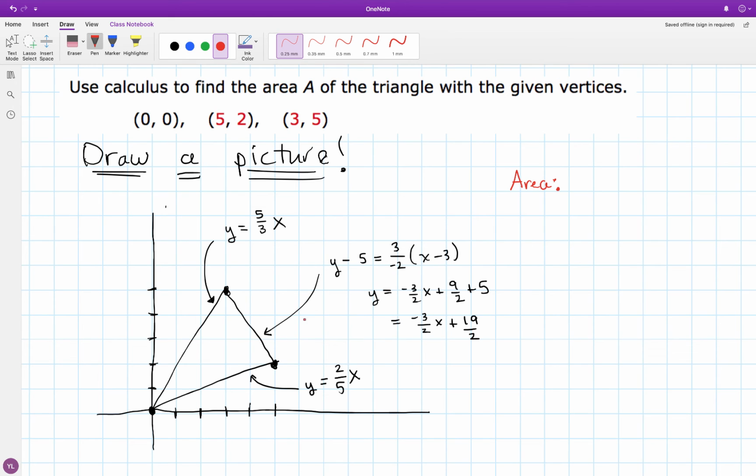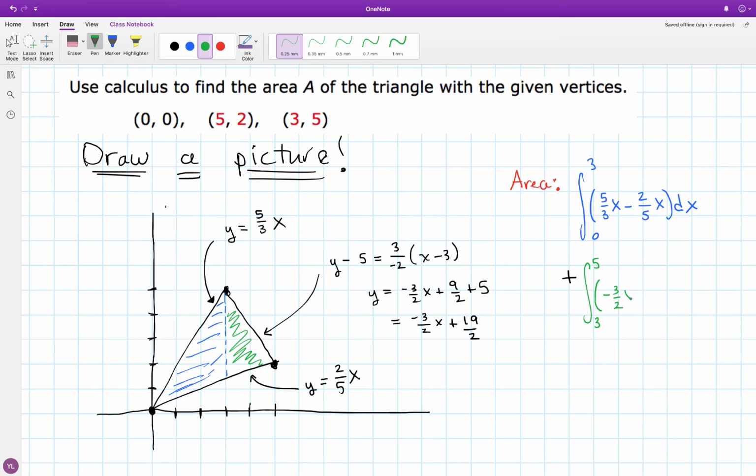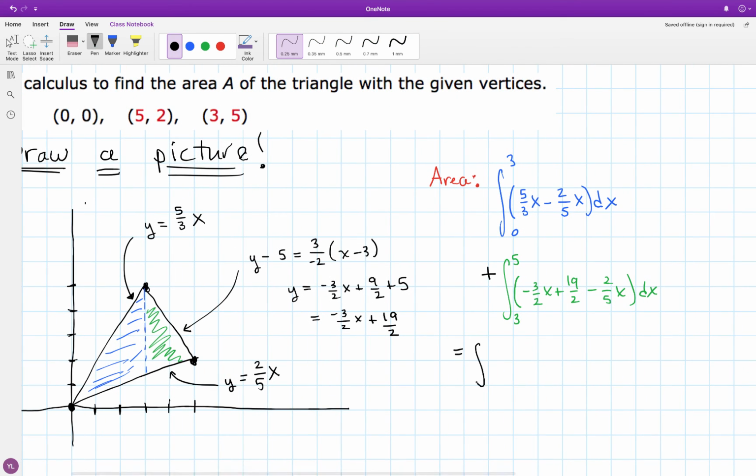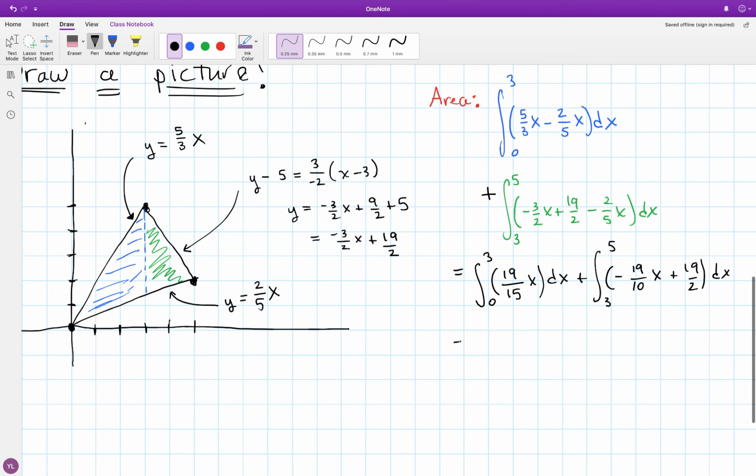The area in the triangle is going to be first the area from 0 to 3 of the 5/3 x top function minus the 2/5 x bottom function. That's one integral. And then the second integral is going to have a different top. It's going to be from 3 to 5 of the negative 3 halves x plus 19 halves function minus 2/5 x. So from here on out, I just need to use the fundamental theorem of calculus, get some pretty easy antiderivatives, and then since I've got annoying fractions here, obviously I'm going to use technology like Wolfram Alpha or a calculator or something to help me compute.